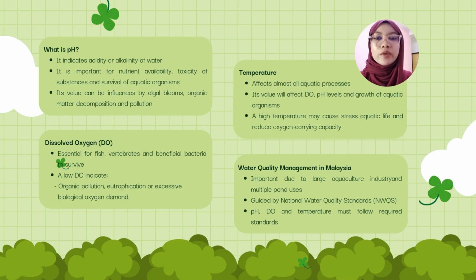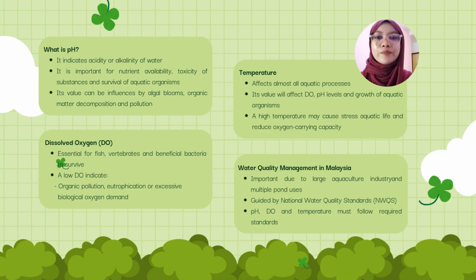Next, what is dissolved oxygen? Dissolved oxygen, or DO, is essential for aerobic aquatic organisms such as fish and beneficial bacteria. Low DO levels may indicate pollution or eutrophication and can lead to ecosystem degradation. In Malaysia's warm climate, maintaining adequate DO levels is challenging because oxygen solubility decreases as the temperature increases.